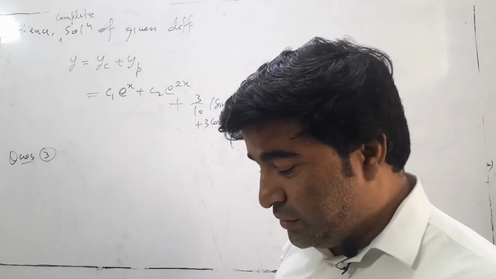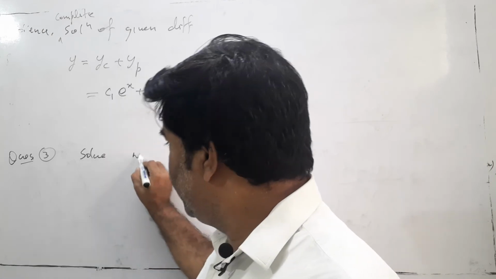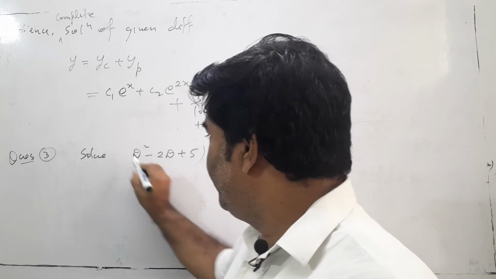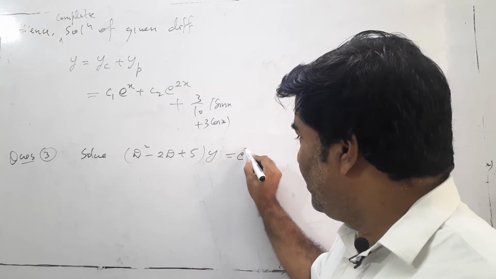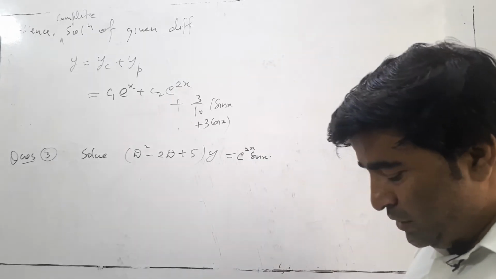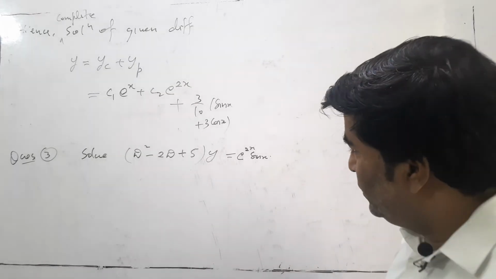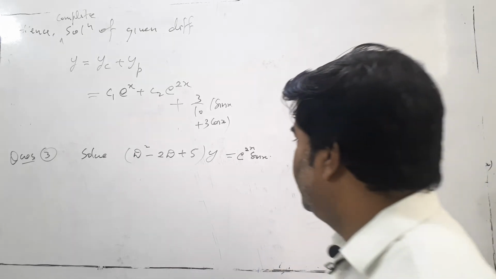Solve the differential equation. The differential equation is D square minus 2D plus 5 into y equals e to the power 2x sin x. Here we take Q(x) as the product of an exponential function and sin ax.